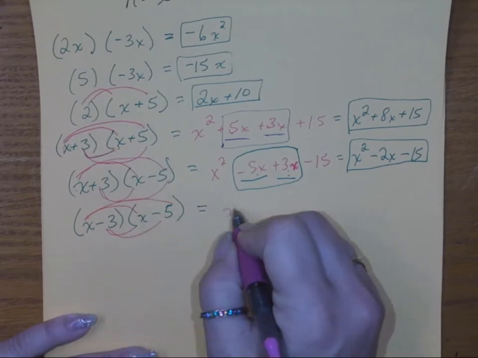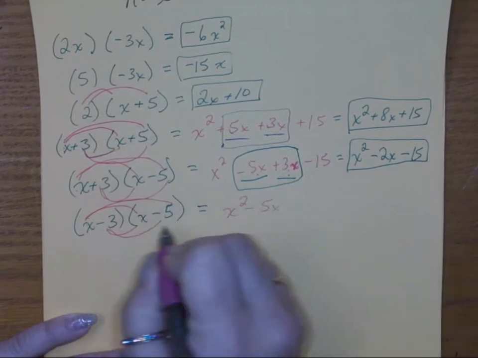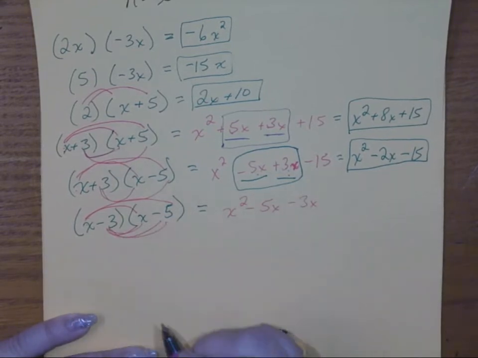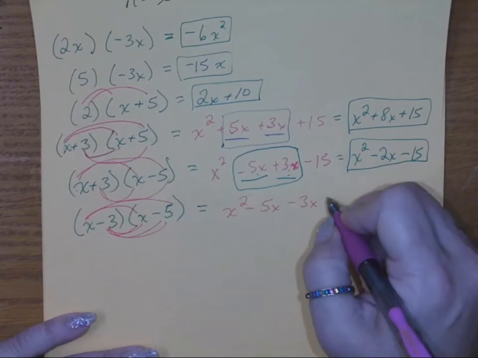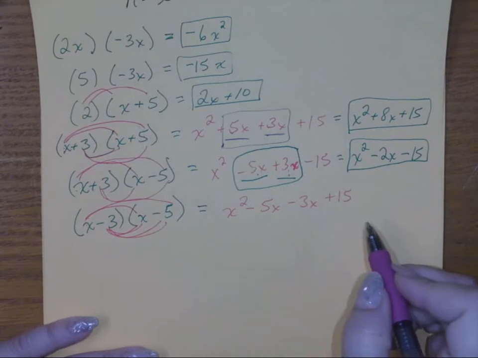x squared minus 5x minus 3x, negative and a negative. 3 times 5 is 15. Plus 15, right? Negative times a negative is a positive 15.